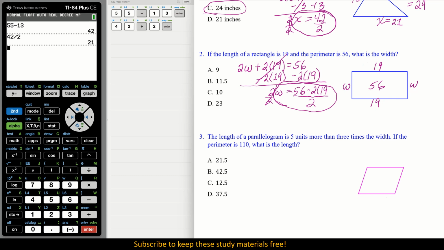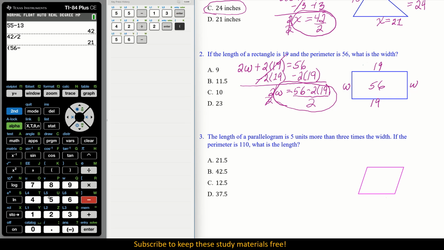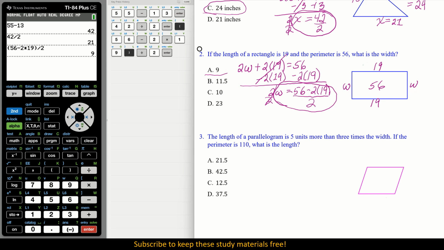Okay, so what do we have here? Let's close our parentheses. We're going to have to use some double parentheses because of our order of operations. So parentheses 56 minus 2 times 19. See how I changed it up? Close my parentheses and divide by 2. And that equals 9, and that is correct. So that means W equals 9.